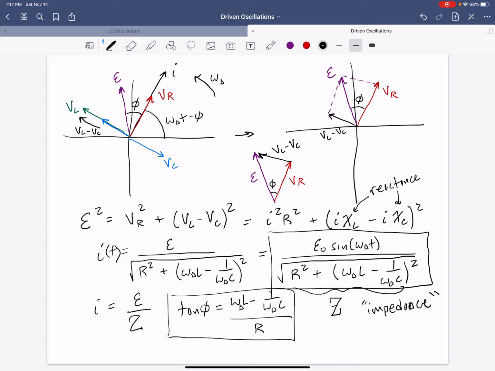It looks complicated, it looks scary, but really if you boil it down, it's just geometry and some Pythagorean theorem. So keep these in mind for solving these RLC circuit problems. You'll need to know this tangent of phi expression as well as the various reactances and the total impedance.